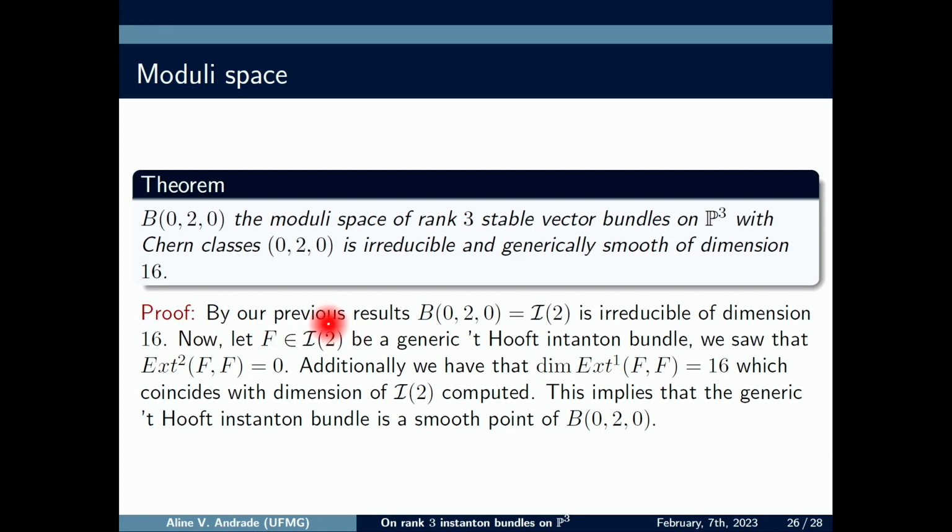And if F is an instanton bundle, a generic 't Hooft instanton bundle, we saw that this vanishing happened. This is one of the lemmas that I showed you before. And additionally, we have that the dimension of this Ext^1 is 16, which coincides with the dimension that we computed for this guy. This implies that the generic 't Hooft instanton bundle is a smooth point of our moduli space, okay?